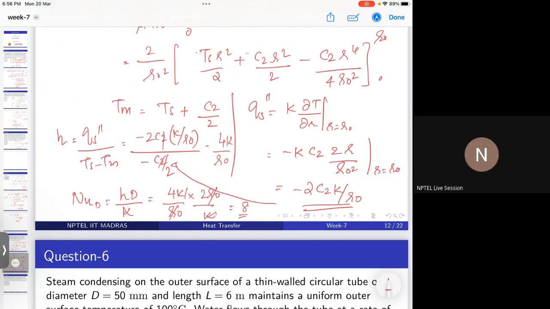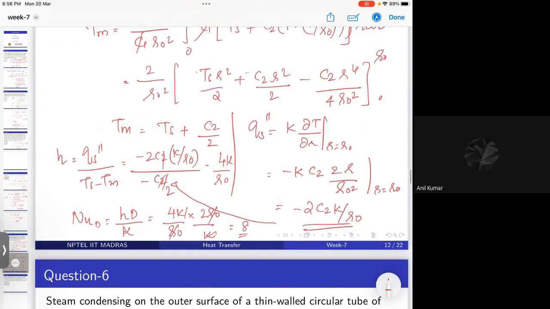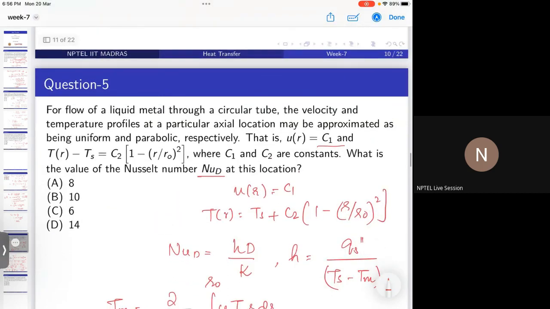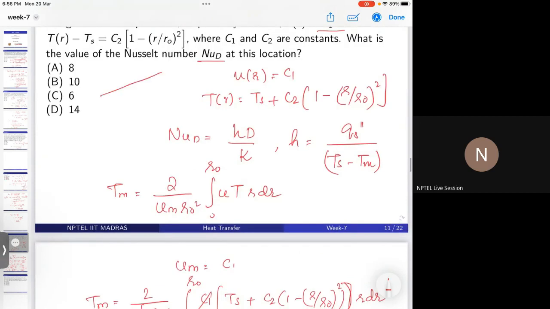Yes, sir. But sir, I have one doubt: why are we using R0 instead of Ri when there is an internal flow? Because it's a thin wall tube. So this is what I meant by R0. It's not the outer radius of the pipe, it's the surface of the pipe. You can call it R0 or Ri, any value.